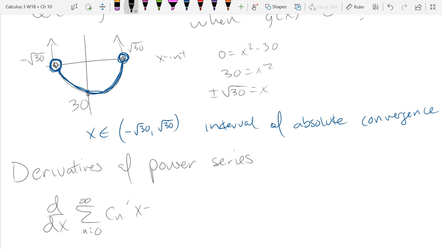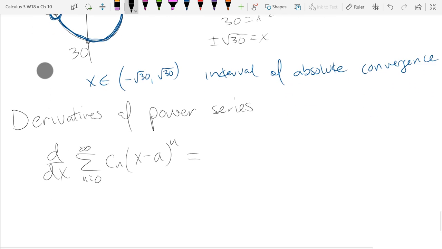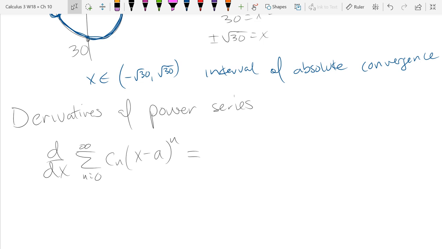I'll use Cn as a coefficient. All right, derivative power series. Power series is a sum of terms. So how do derivatives react to sums? So a derivative of the sum of two terms, you can just take the derivative of each of the two terms and then add those derivatives together.